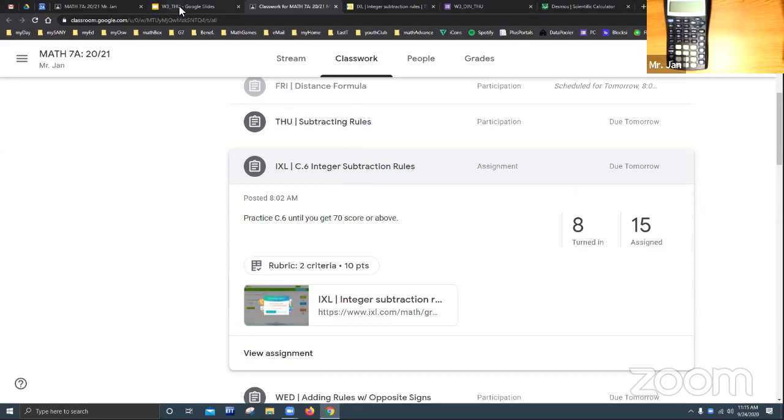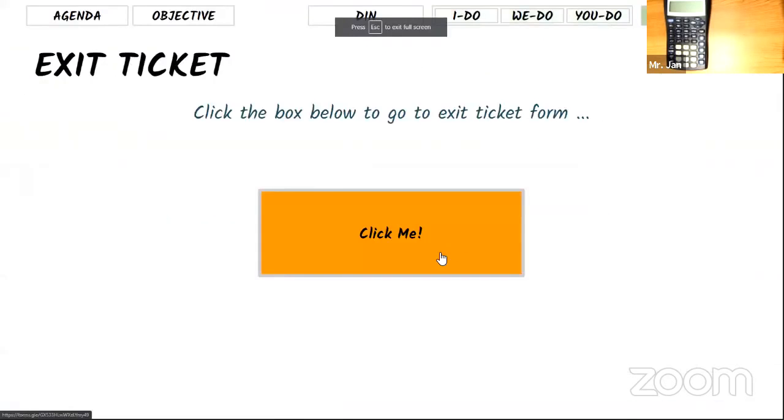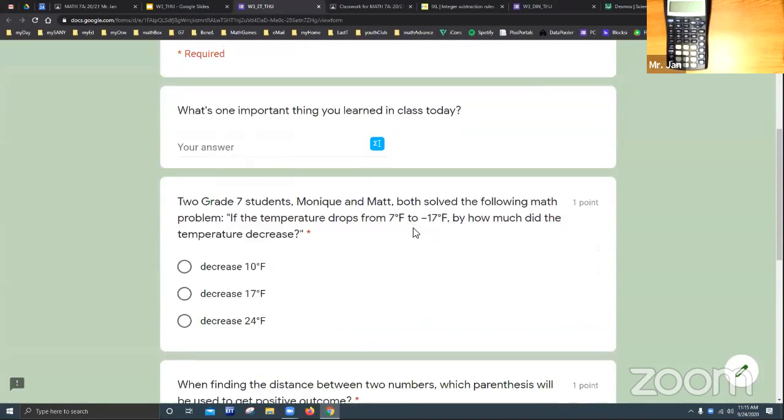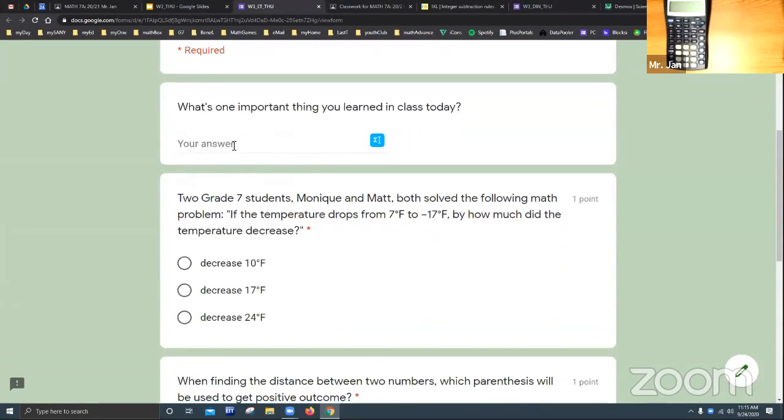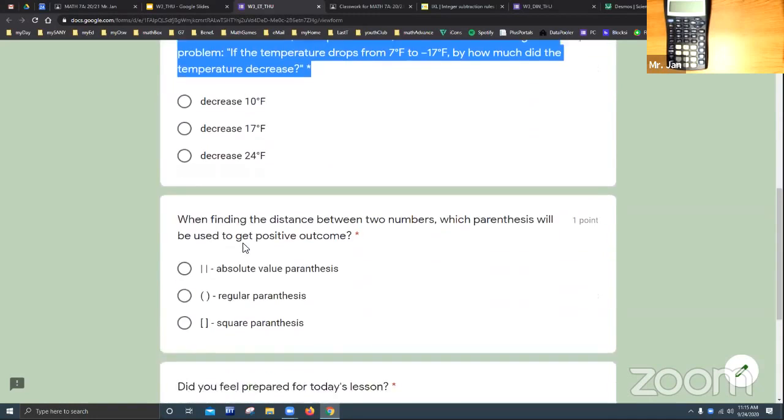And before you leave, there is an exit ticket. So make sure you do the exit ticket. It's part of your participation grade and counts 25%. If you click it, it asks you to tell me what you learned today. And there is a word problem about decreasing temperature. What do you think? How many degrees did it decrease?